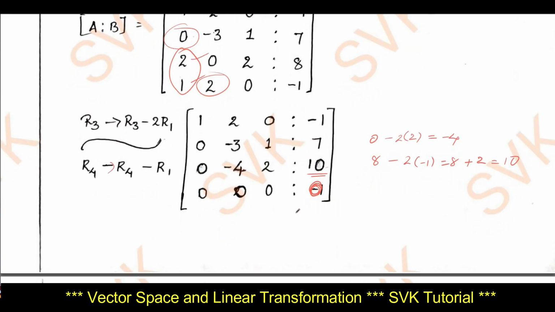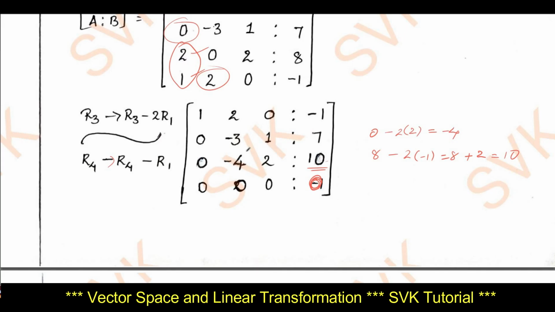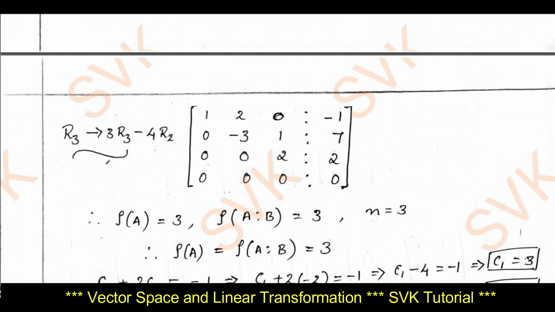So therefore, after calculating this, I yet need to make this value 0 by using R2. So I will be operating R3 again. R3 changes to 3 times R3 minus 4 R2. I'm going to get this matrix. So from this matrix, I will find out rank A. This is what rank A I can find out from this matrix.